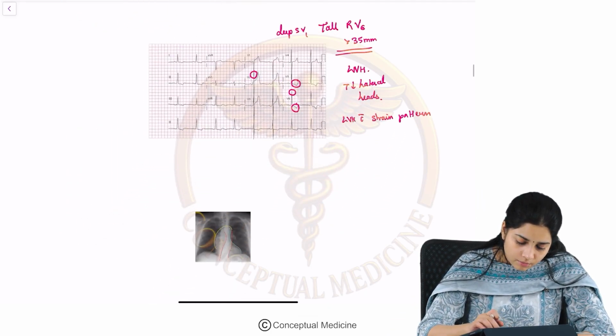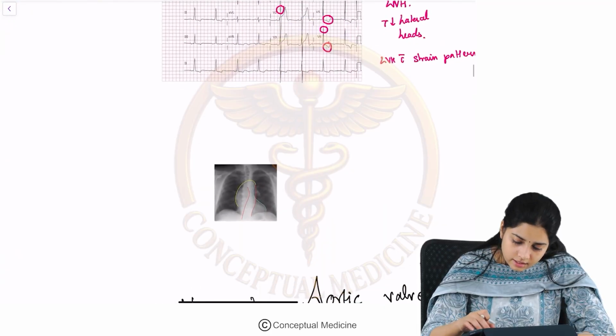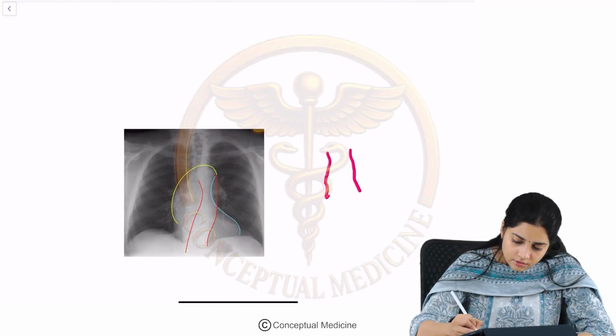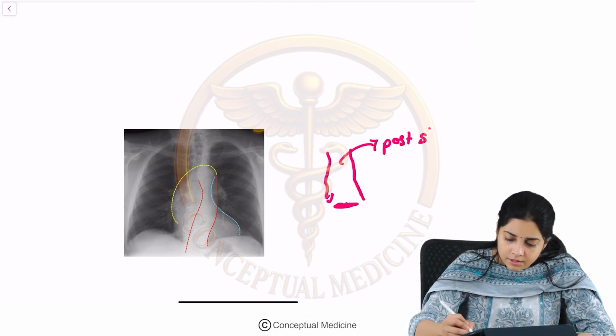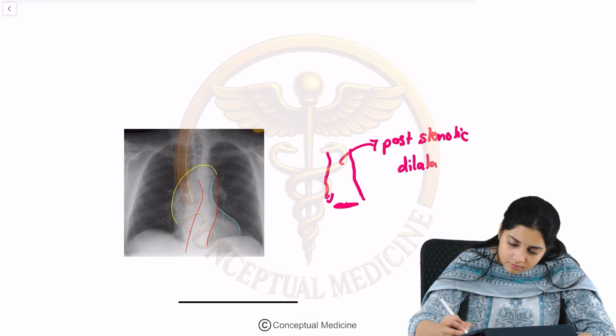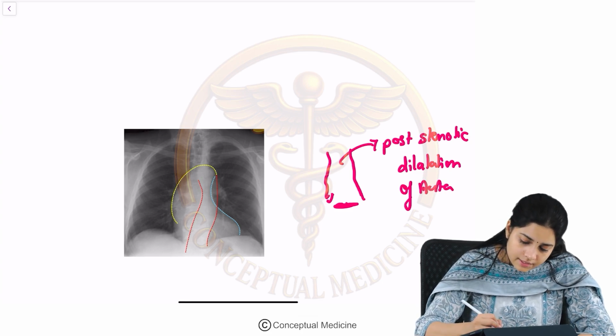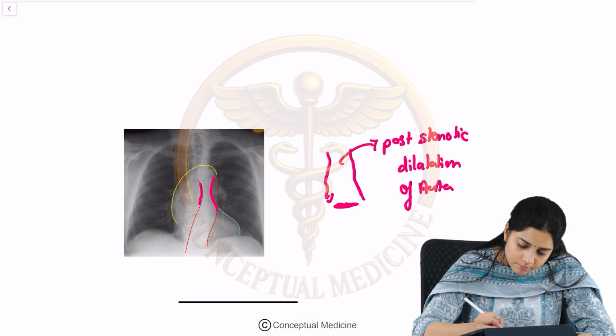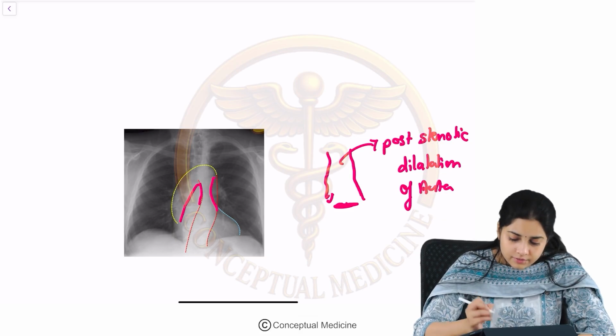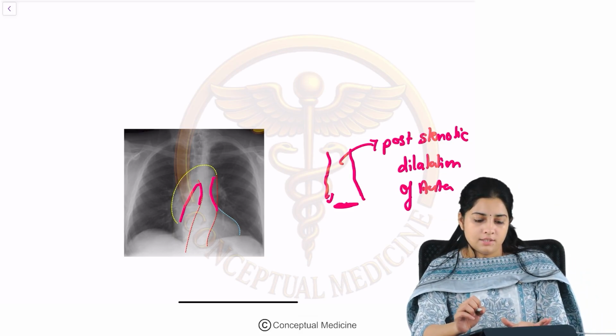Now what will you see on the chest X-ray? Whenever there is a stenosis, there can be post-stenotic dilatation of the aorta. So this is what we see here: a post-stenotic dilatation of the aorta on the chest X-ray.